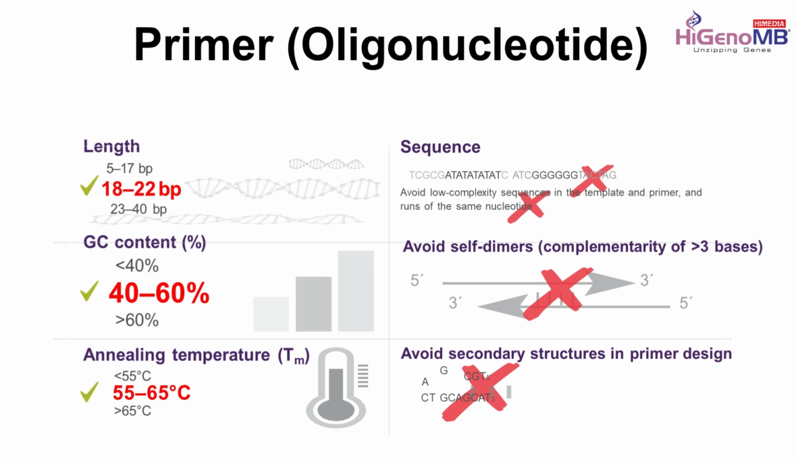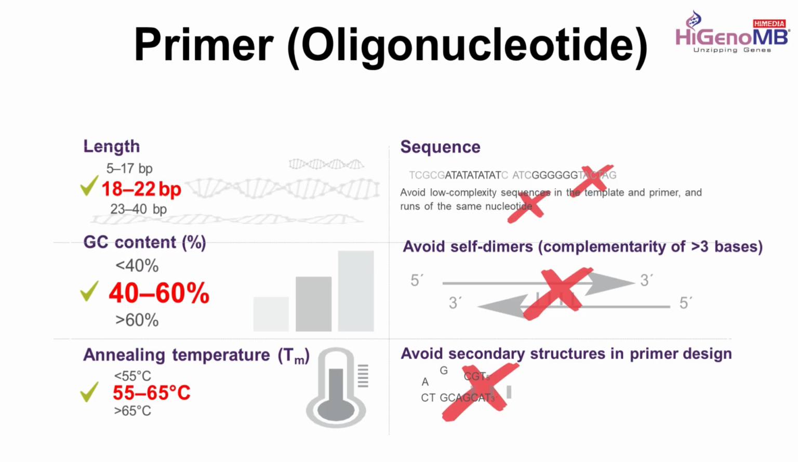Okay, so the next is avoiding self-dimers. So what are dimers? What are self-dimers? It means a forward primer molecule binding to another molecule of forward primer. So when these bind with each other, they are not available for binding to the template. So this will lead to lesser efficiency of PCR.